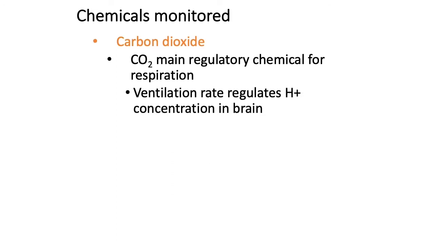Ventilation rate regulates hydrogen ion concentrations in your brain. Remember that carbon dioxide diffuses into the brain. Once it comes in contact with water, it is converted to bicarbonate ions and hydrogen ions. And it is the hydrogen ions that stimulate the central chemoreceptors. Hence, ventilation rate regulates hydrogen ion concentration in the brain, even though it is carbon dioxide that is the main chemical that you are eliminating from the body through expiration.